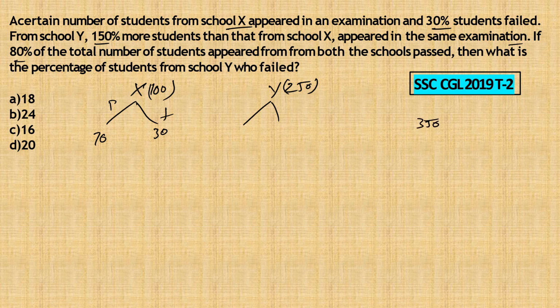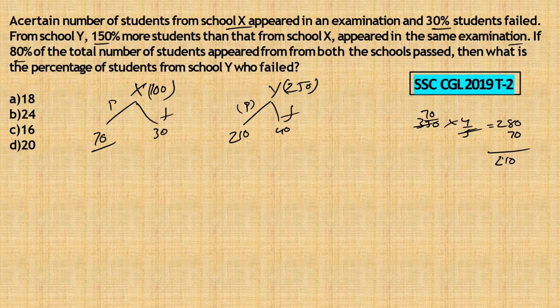80% of 350 passed, that is 4 by 5 of 350. 5 sevens are 35, so 280 students passed from both schools. If 70 students passed from school X, the number of students passed from school Y is 280 minus 70, that is 210. 210 students passed from school Y, and the failed students are 250 minus 210, that is 40.